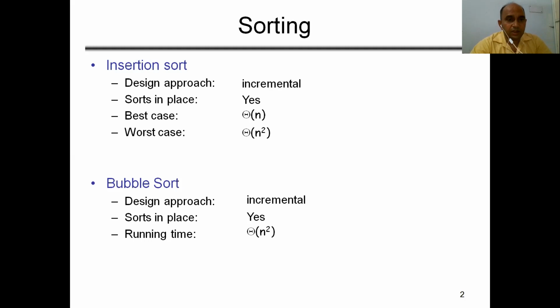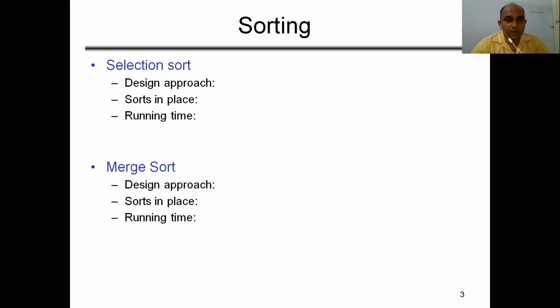The third property is running time. If we talk about insertion sort, the running time is theta n square. The running time of bubble sort is theta n square. If we talk about selection sort, the approach is the same. It is an incremental approach, sorts in place, and yes, the running time is theta n square.